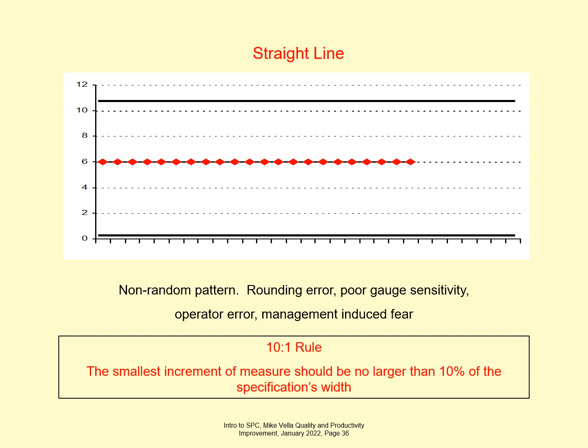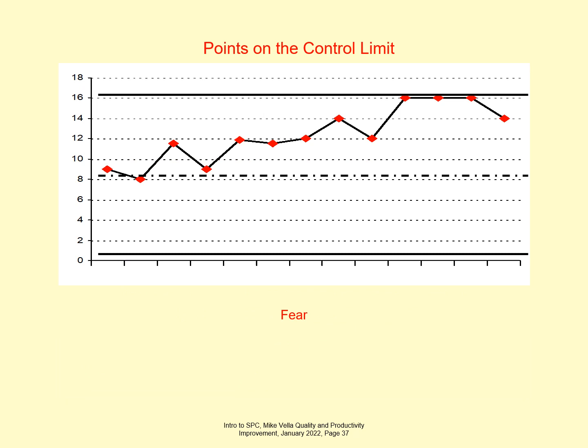For example, let's just say you have a specification that's something plus or minus a half an inch. So the width of the specification is 1 inch. The roughest that the measurement instrument should provide you a measurement should be 1/10 of an inch. If it's smaller than 1/10 of an inch, that's great, but it shouldn't be any worse than 1/10 of an inch, because that's 1/10 of the specification width. 10-to-1 rule: the smallest increment of measure should be no larger than 10% of the specification width. In this case, the operators can't discriminate between a 6 or an 8 or a 4 because they don't have a good enough gauge.